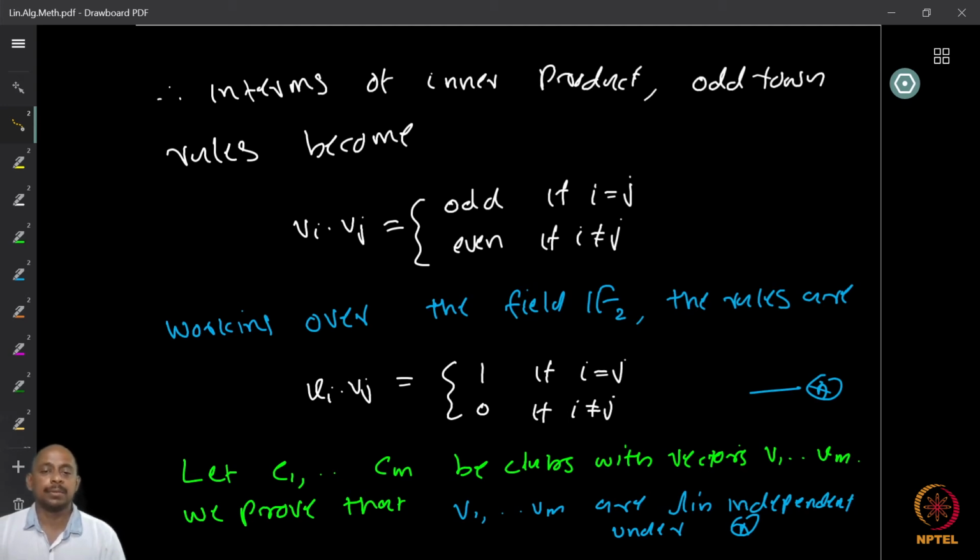So now let C1 to Cm be the clubs with the corresponding incidence vectors V1 to Vm. We want to prove that V1 to Vm form a linearly independent set under the condition star. If a set of vectors is linearly independent in a vector space, then there cannot be more of them than the dimension of the vector space. So if the vector space has dimension n, you cannot have more than n.